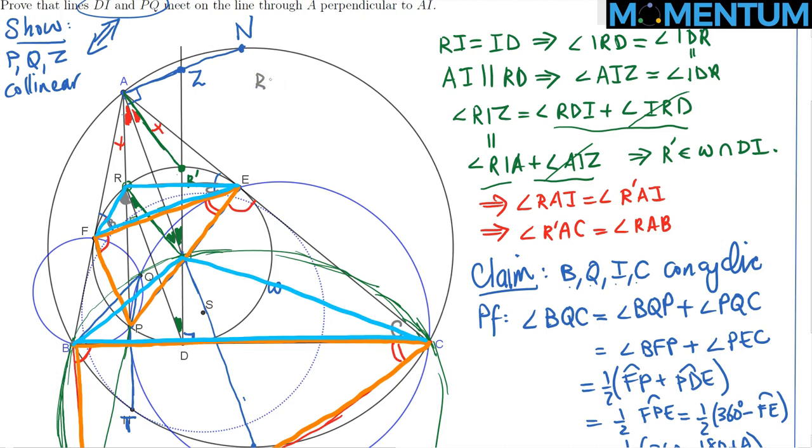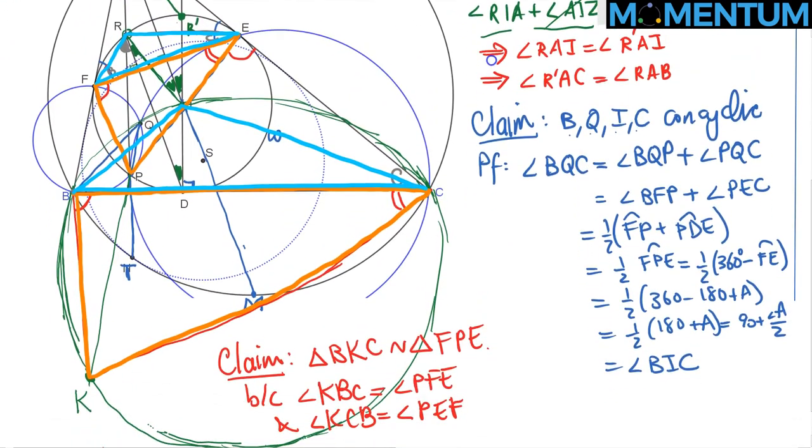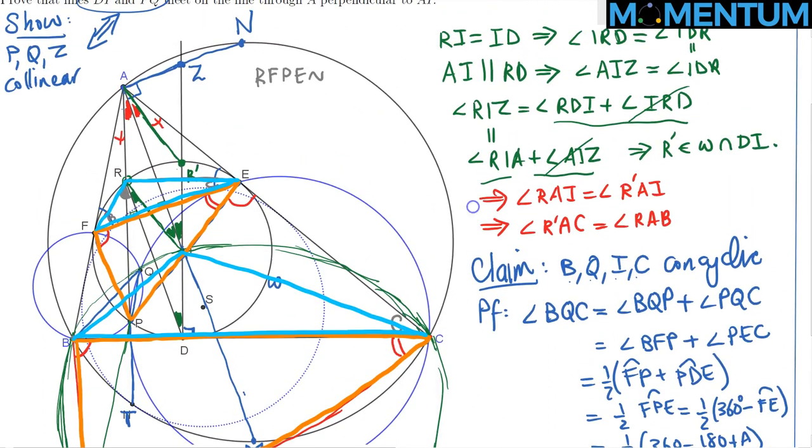So RFPE is similar to IBQC, and these are quadrilaterals. So maybe let me draw a quadrilateral shape like this. Those two quadrilaterals are similar quadrilaterals, but one of them is special. This one, RFPE, is a harmonic quadrilateral.